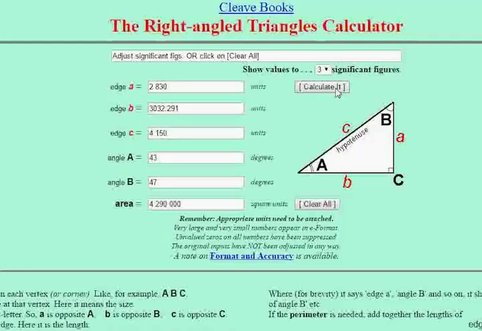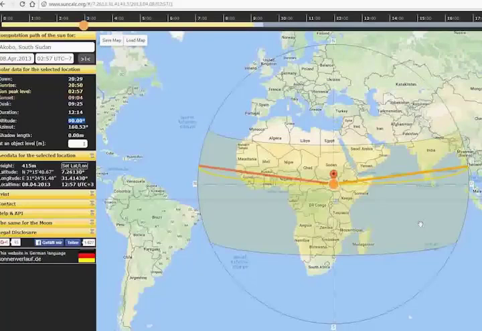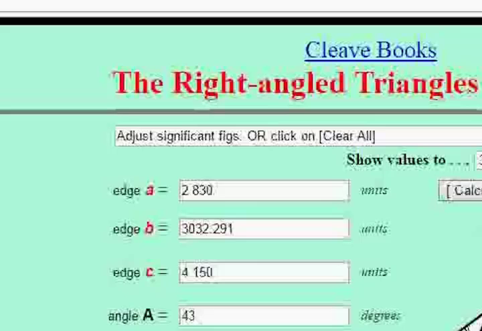So now I'm going to choose a city on the equator. I chose this location. Okay, so that's apparently 4,880 kilometers away from our Polish kids. This makes the sun roughly 2,830 miles high. Great.